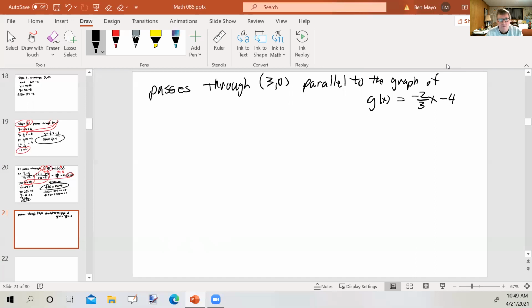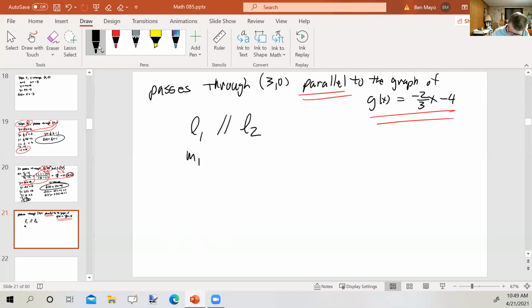Unfortunately, slope-intercept form, y equals mx plus b, uses the y-intercept. So even though (3, 0) is an x-intercept, it doesn't give us any advantage. Well, it says that the graph of this thing is parallel to this graph. Parallel lines have the same slope. So if line 1 is parallel to line 2, then slope 1 would be equal to slope 2. Okay? Parallel lines have the same slope, and if two lines have the same slope, they are parallel.